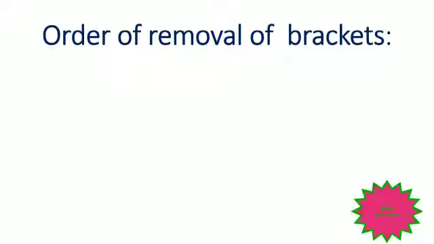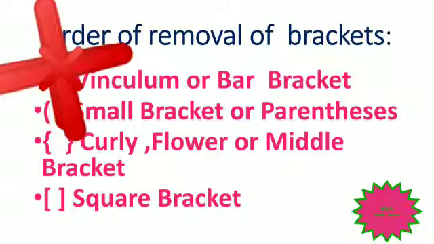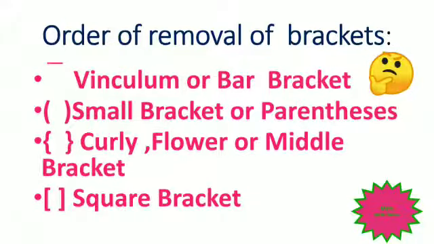Order of removal of brackets is our next topic. Now we can see the order of the brackets to be solved. That is, first the vinculum bracket, next is the small bracket, third the curly bracket, and last the square bracket. If there are all the types of bracket, follow this order. But if there are only three types of bracket, that is, if there is one bracket missing, for example the bar bracket, at that time you think that you have solved the vinculum or bar bracket and move on with the next brackets.